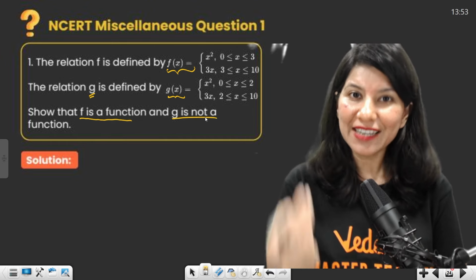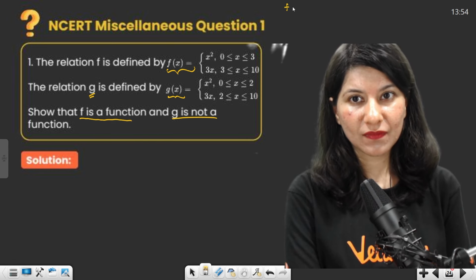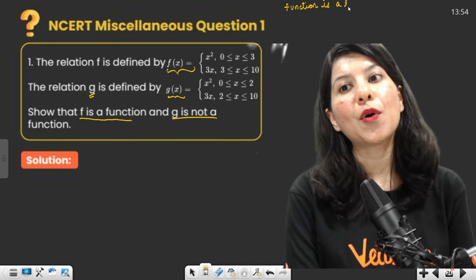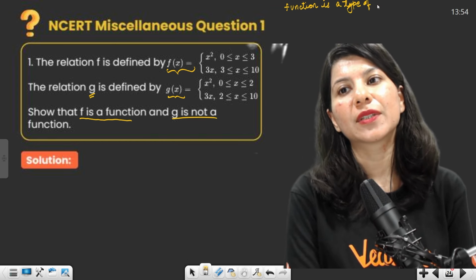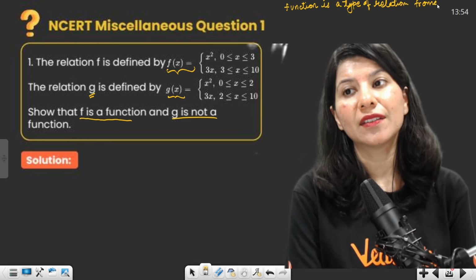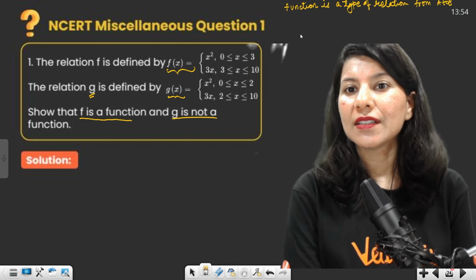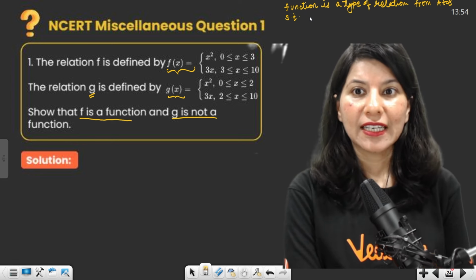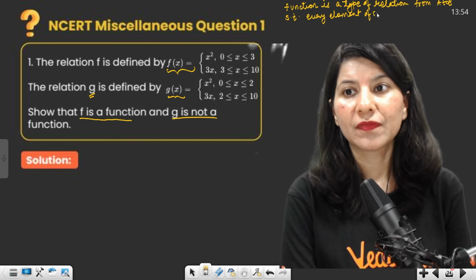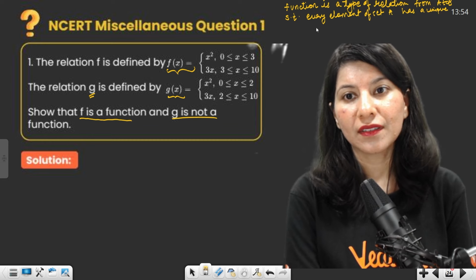Before that, let us first understand what exactly a function is, right? A function is a type of relation only. A function is a type of relation from set A to B, such that every element of set A has a unique image or mapping in set B.